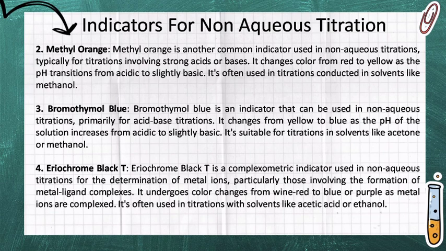Fourth, Eriochrome Black T. Eriochrome Black T is a complexometric indicator used in non-aqueous titrations for the determination of metal ions, particularly those involving the formation of metal-ligand complexes. It undergoes color changes from wine red to blue or purple as metal ions are complexed. It's often used in titrations with solvents like acetic acid or ethanol.